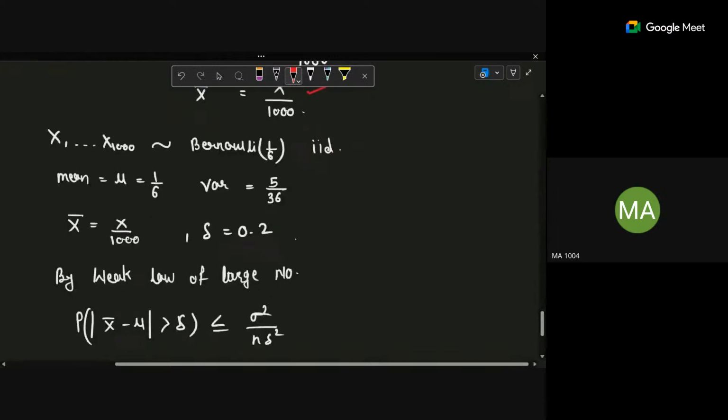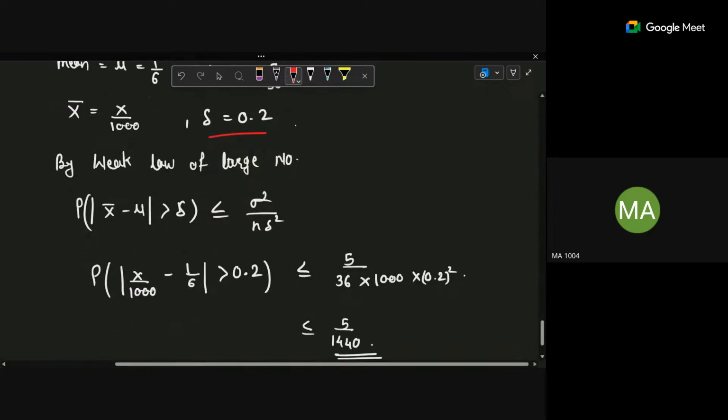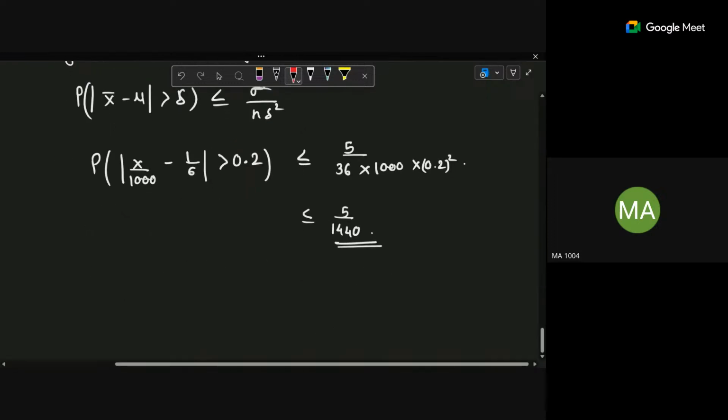Now we summarize. We have X1 to X1000, independent random variables following an identical distribution, Bernoulli with probability 1 by 6. So we have mean 1 by 6, variance 5 by 36, and sample mean X by 1000. Delta was given to us as 0.2. Then we applied the weak law of large numbers and calculated the bound for the probability that X by 1000 minus 1 by 6 is greater than 0.2, which has an upper bound of 5 by 1440. Okay?